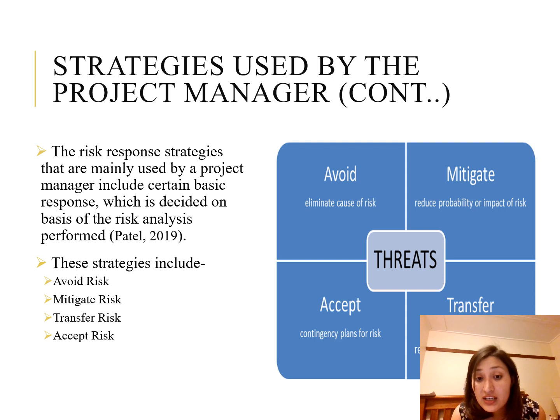After eliminating the cause of risks, we have to reduce the probability or impact of risks. After that, we have to transfer the risks, and after the transfer, we have to accept the risks or make contingency plans for the risks.